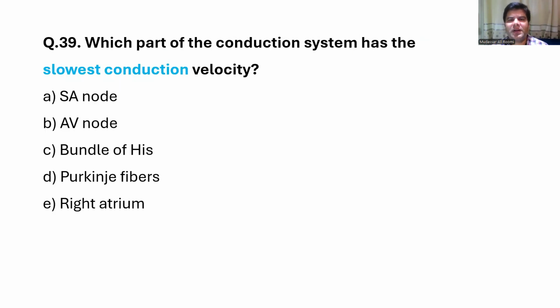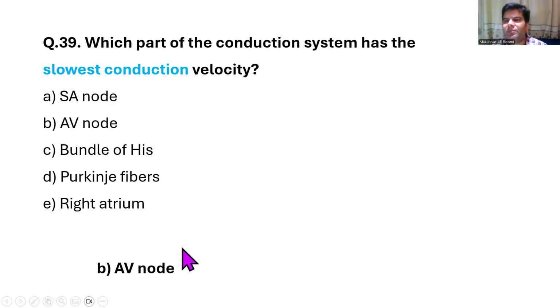Next question: which part of the conduction system has the slowest conduction velocity? And the options are A, SA node; B, AV node; C, bundle of His; D, Purkinje fibers; E, right atrium. And the answer is: the slowest conduction velocity is seen in the AV node of the heart.